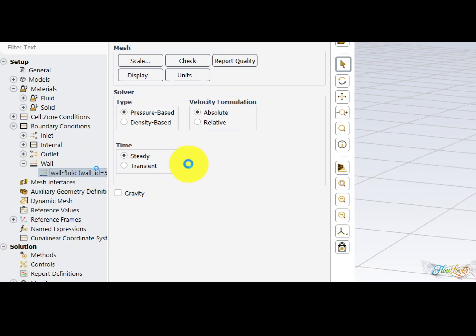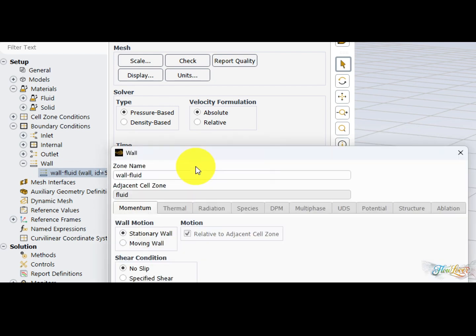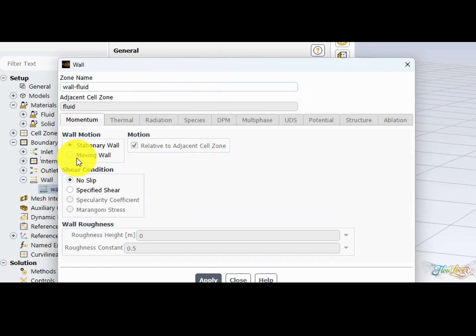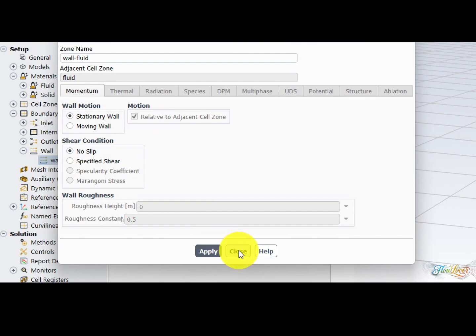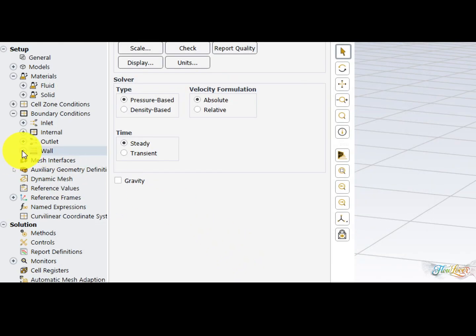For the outlet 2 also would be the same, and then for the wall, we don't have a lot of options, but it's always good to check that. Automatically Fluent choose the wall to be stationary and to be non-slip. The non-slip means that the velocity on the wall would be 0, and you can always check it after you get some results.